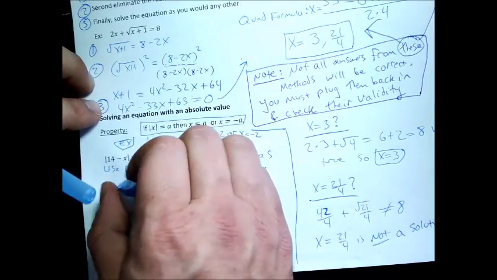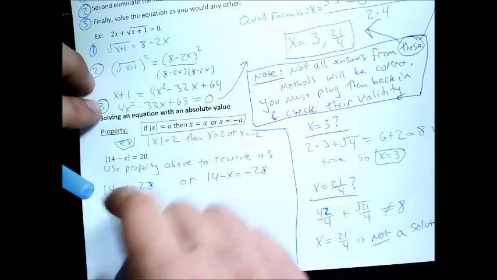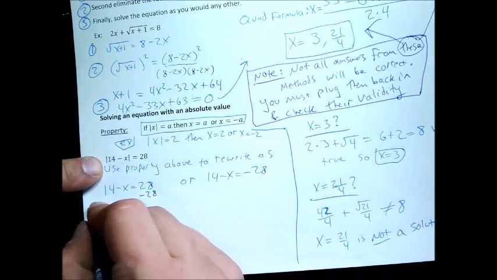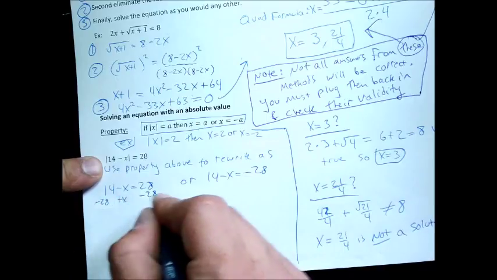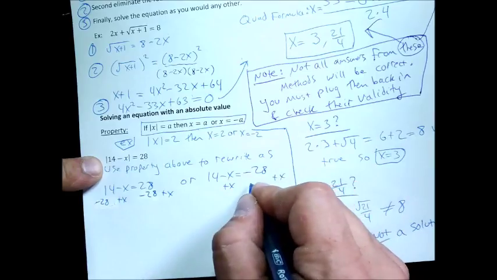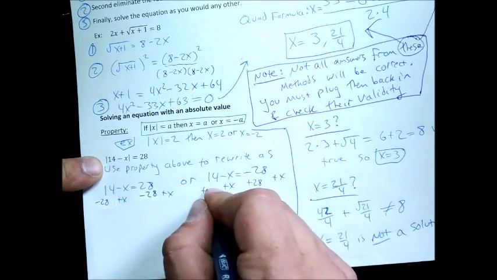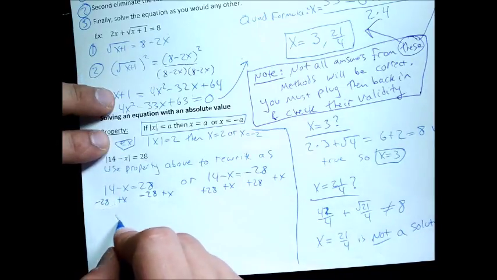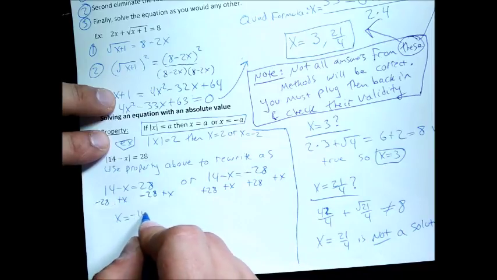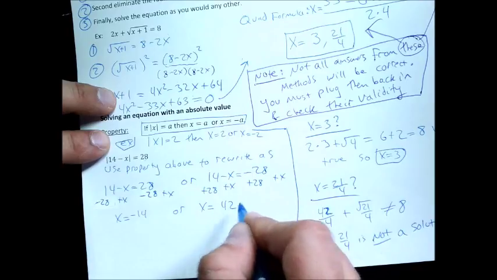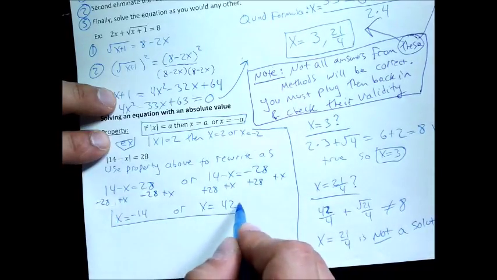I want a little bit of room at the bottom so I have enough room to check. So I'm going to try to do it like this instead. Let's subtract the 28 and add the x. So we'll add the x and add the 28 on the right. I'm just trying to get the x by itself in one step. So when you do that, you get x equals minus 14 or x equals 42. And so these are our two possible answers.